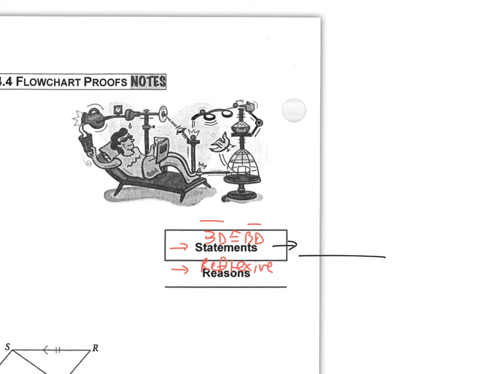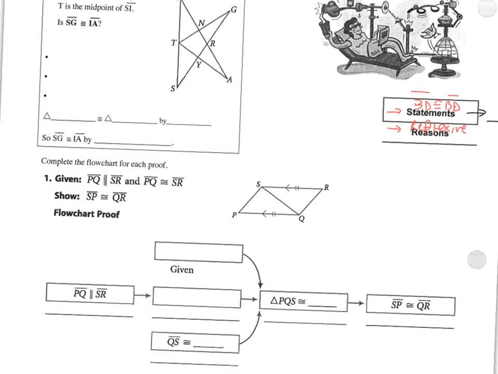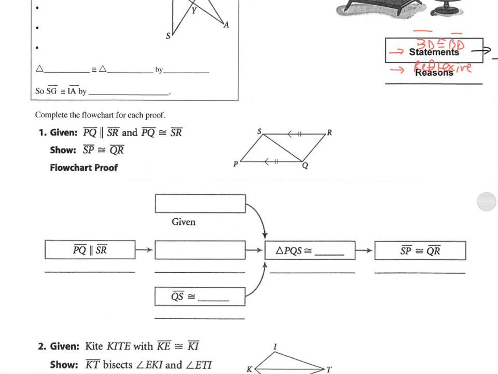Okay? All right, so let's go ahead and look at our first example. In this one, we are given that PQ is parallel to SR. So that is written in this first box. Our reason, just like it's been in the past, is given. Notice that it follows the word given, and so we're going to use that as our reason. Notice that we have another given. The other given is that PQ is congruent to SR.